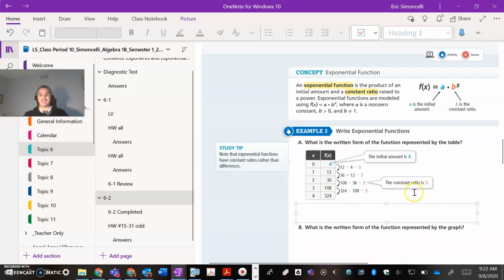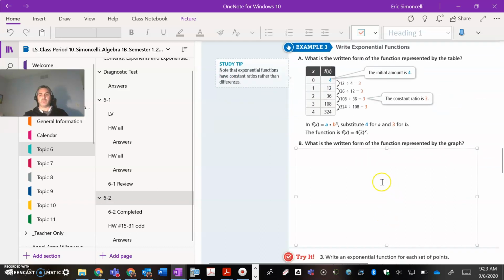So that constant ratio of 3 will help us dictate the equation, which should generally look like this, substituting 4 for a and 3 for b, remembering that the constant ratio again was 3. But where did 4 come in? Well, that was the initial amount. If you plug in 0, you end up with 4. So y, or f of x, same thing, equals 4 times 3 to the x power.